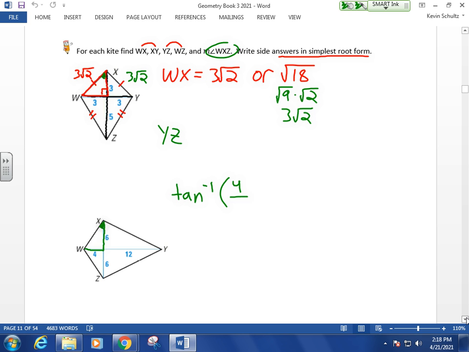Opposite side over adjacent side. Make sure you have them in the right order. Opposite over adjacent, which ends up being, you can round this to the nearest degree, 33.7, so you can round it to 34. Okay? So, anything that we learned last unit dealing with right triangles is in play here. Pythagorean theorem, sine, cosine, tangent, special right triangles, all of those tools are at your disposal.